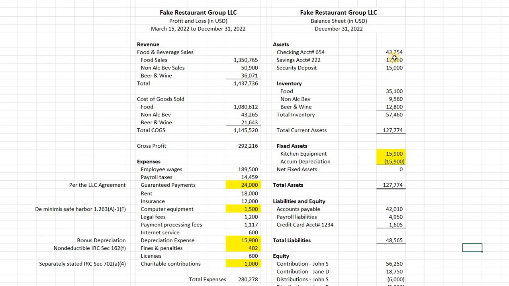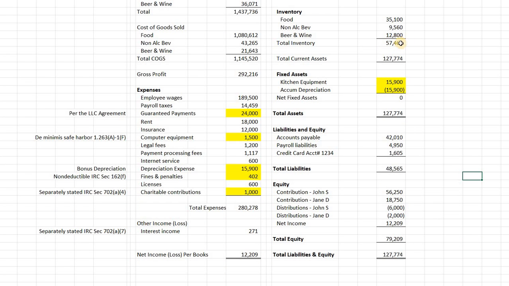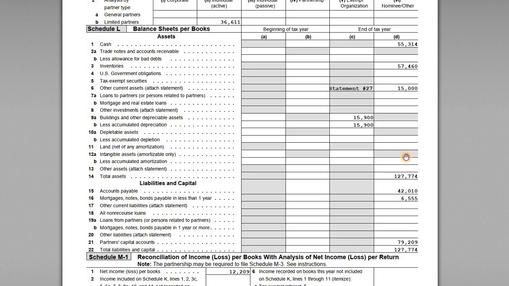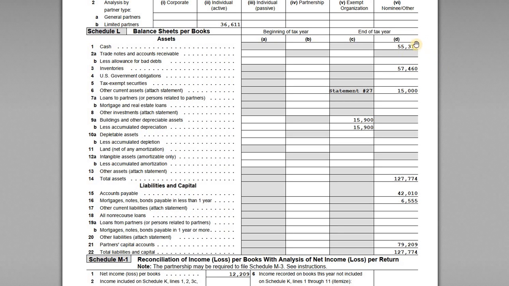So again, we've got the assets up here: the bank accounts, the security deposit, our cost of goods sold, our ending inventory number, the fixed assets, and the depreciation, right? So if I glance back at the Schedule L really quickly, you can see here we've got the cash balance, right? There's our ending inventory number, right? That matches the 1125-A, and it matches our balance sheet per books. The security deposit there, $15,000, that's fine.